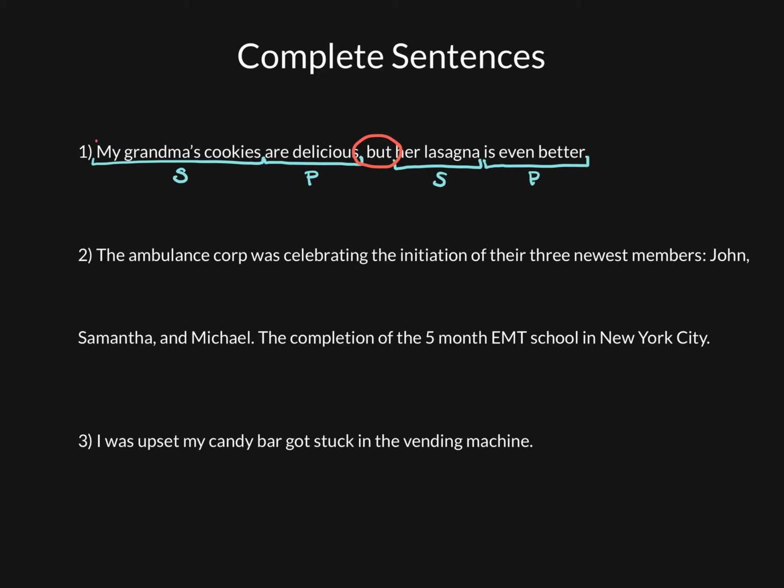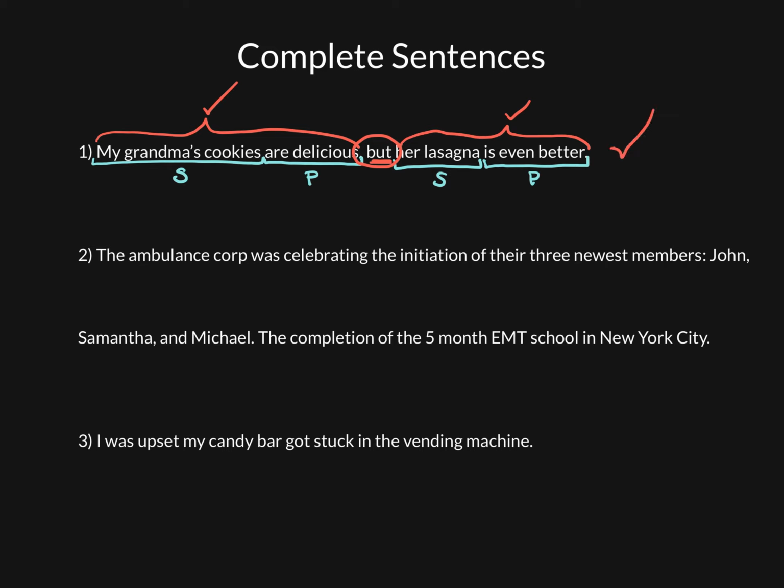My grandma's cookies are delicious. Now that's a complete sentence. As well as, her lasagna is even better, is also a complete sentence. But since we have this word "but" and we're conjoining it with that, this is an acceptable sentence.